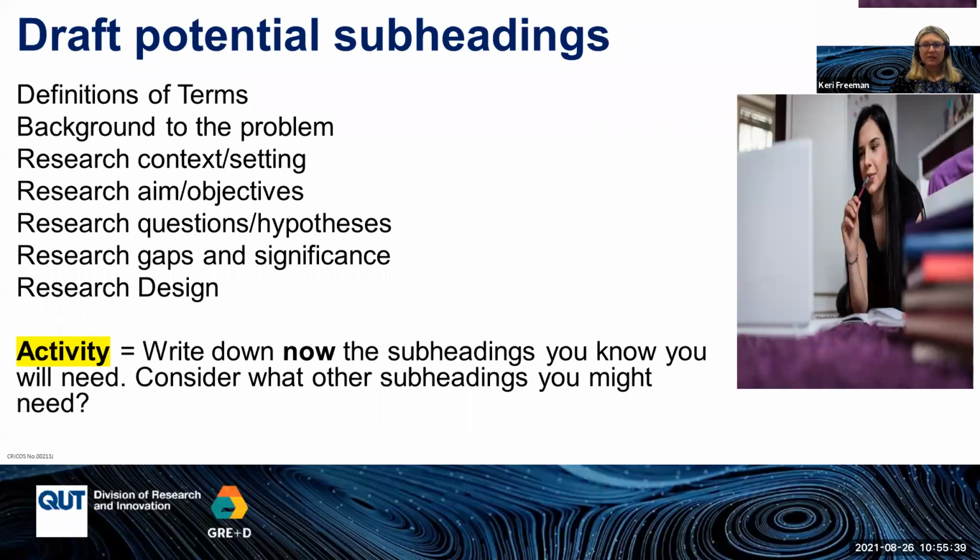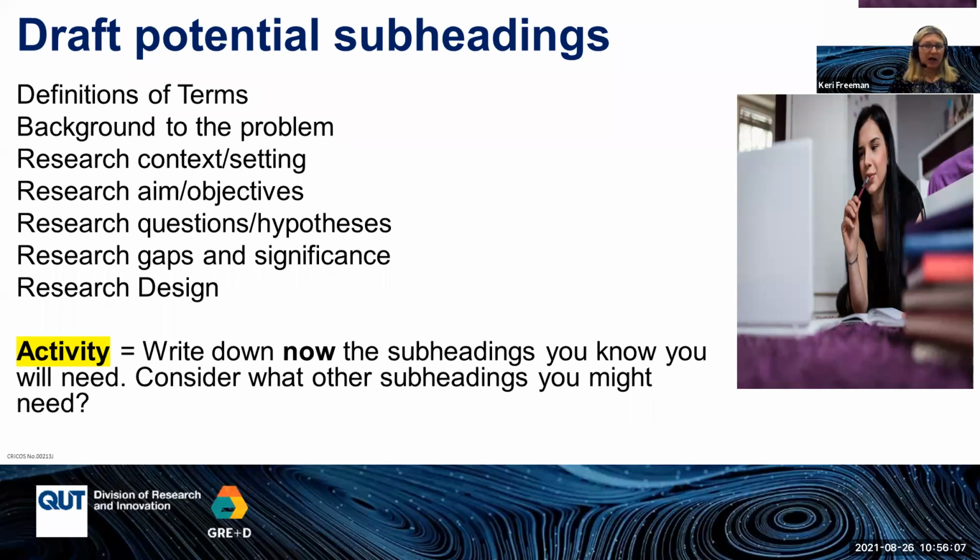So another activity that you can do right now is have a look at these potential subheadings, remembering that yours may not be exactly like these. They may not be in this order as well. But starting with these, have a think about which one of these do you know you definitely need? And then also, what other subheadings might you need for your specific research proposal?